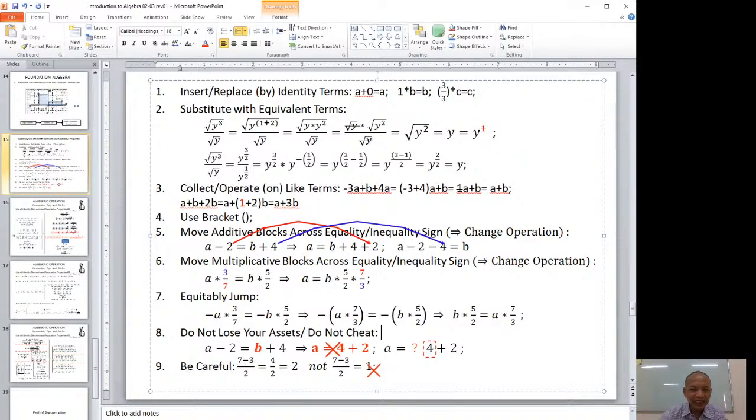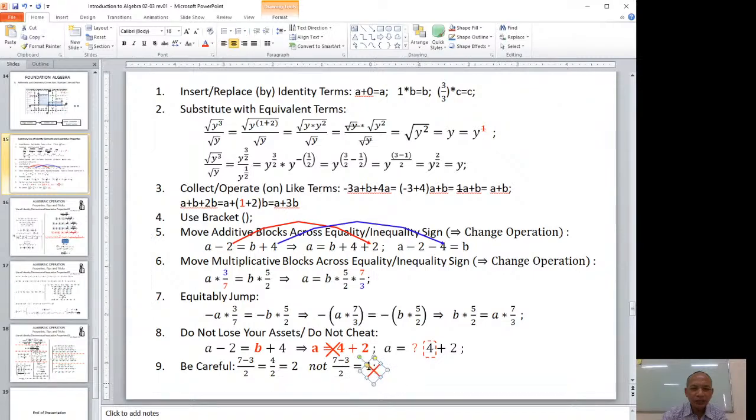Number 9: be careful when doing calculations, even the very good student. 7 minus 3 over 2 means 4 over 2, which equals 2. But the student wrote 7 minus 3 over 2 equals 1. So why?